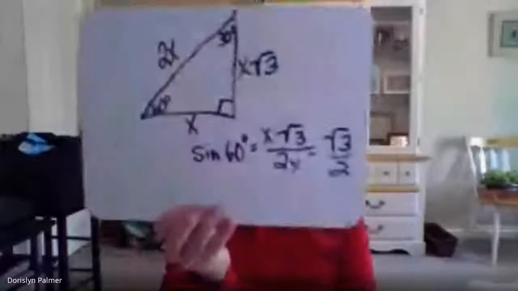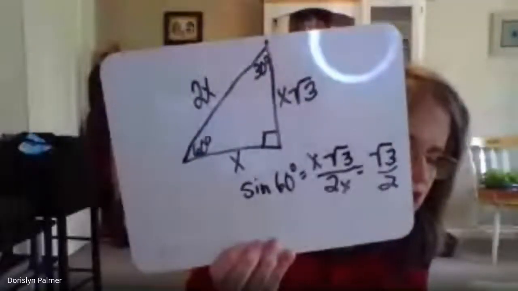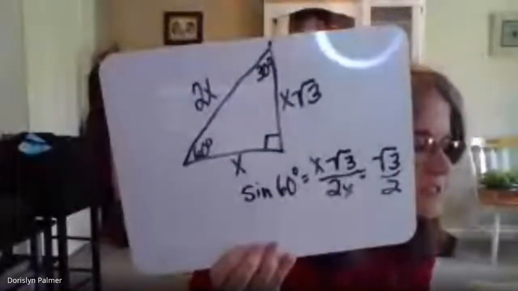I get 0.9. Oh, if you round it to the nearest tenth. Yep. What did you get as the fraction? Root 3 over 2. Yep. Root 3 over 2. And then as a decimal it's 0.87 to the nearest hundredth.